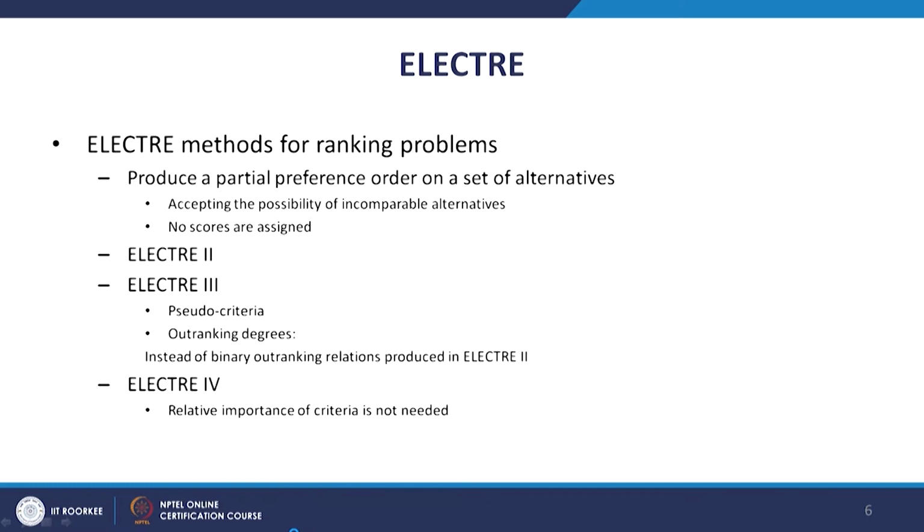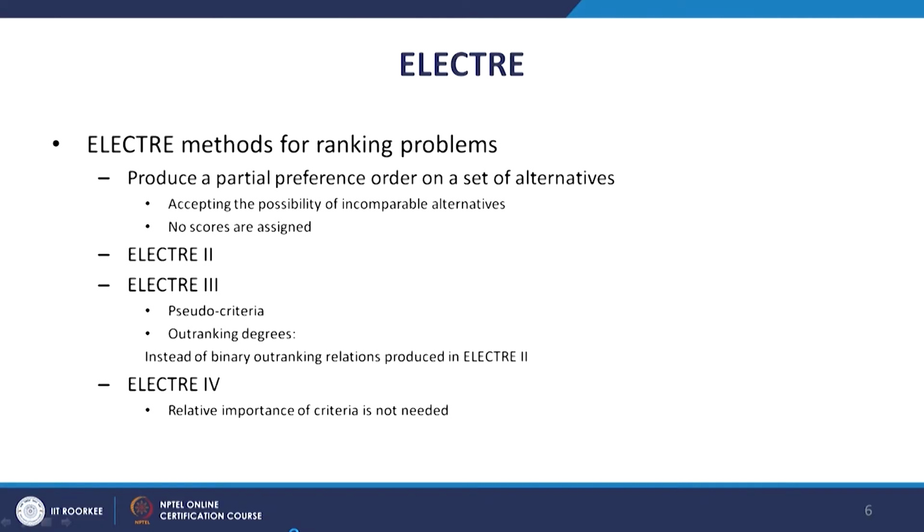ELECTRE II, the previous version of the ELECTRE method for ranking problems, used to produce a binary outranking relation. However, in the ELECTRE III version we produce outranking degrees. We will talk about what we mean by outranking degrees later in this lecture or in the coming lectures. When we discuss the method ELECTRE III in more detail, then we will talk about these particular concepts in more detail as well.